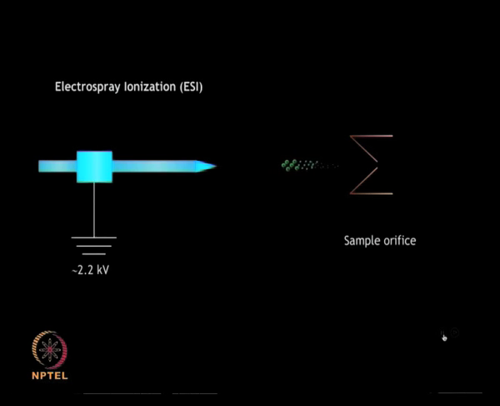As the solvent evaporates, the peptide and protein molecules in the droplet pick up one or more protons from the solvent to form charged ions. These ions are then accelerated towards the mass analyzer depending upon their mass and charge.